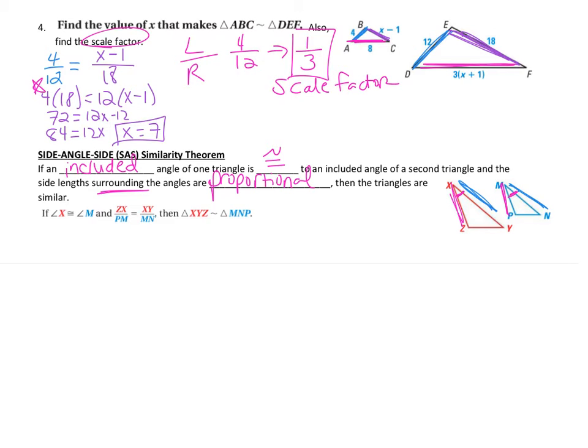And because those angles are congruent and the sides proportional, then we've got side angle side, which is why those two triangles are similar to each other.